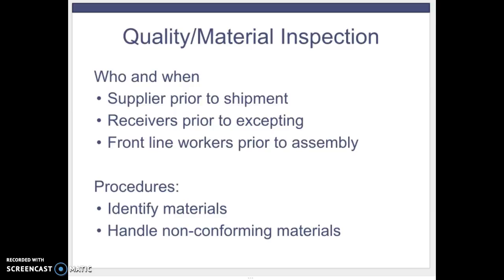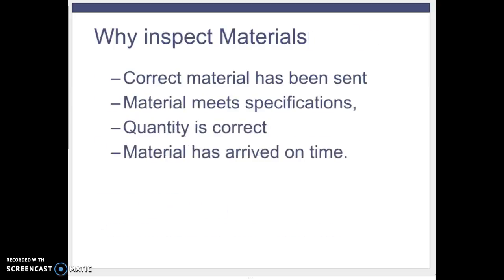Quality inspection talks about who and when. The supplier has to quality check before they ship it. The receiver typically quality checks before they accept it. The frontline workers check for quality prior to assembly. So at every stage of the production process and the manufacturing process, there are quality checks. And when we identify the materials and the non-conforming materials, as well as those procedural standards, we can really have a great impact on quality.